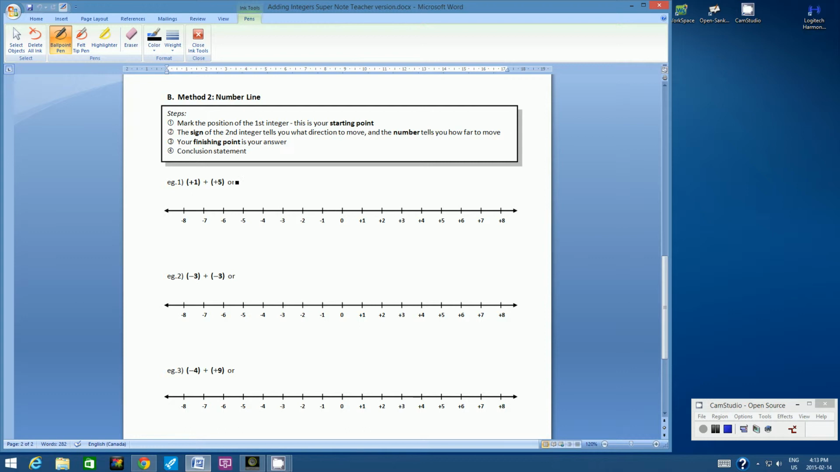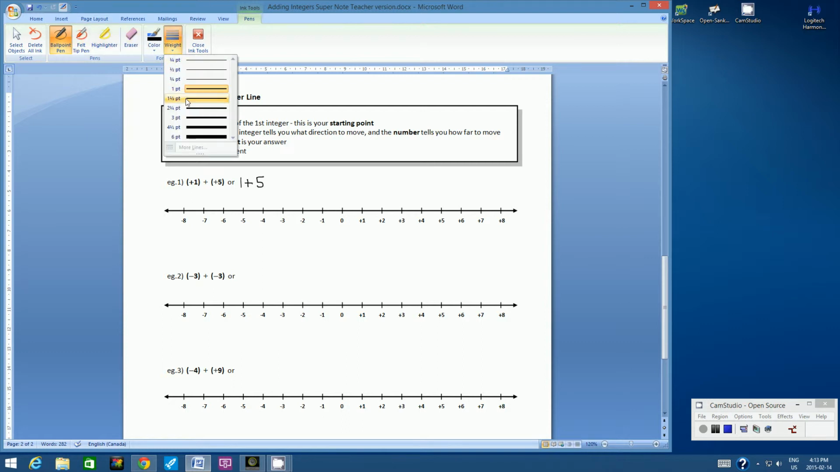Let's continue on our lesson here on writing integer problems using standard form. Whenever we have a positive integer, we take away the brackets and we take away the positive sign. Then we're left with plus, and the second integer is 5. So we're left with something very simple, aren't we? Let me increase the width of my pencil here. Okay, here we go.